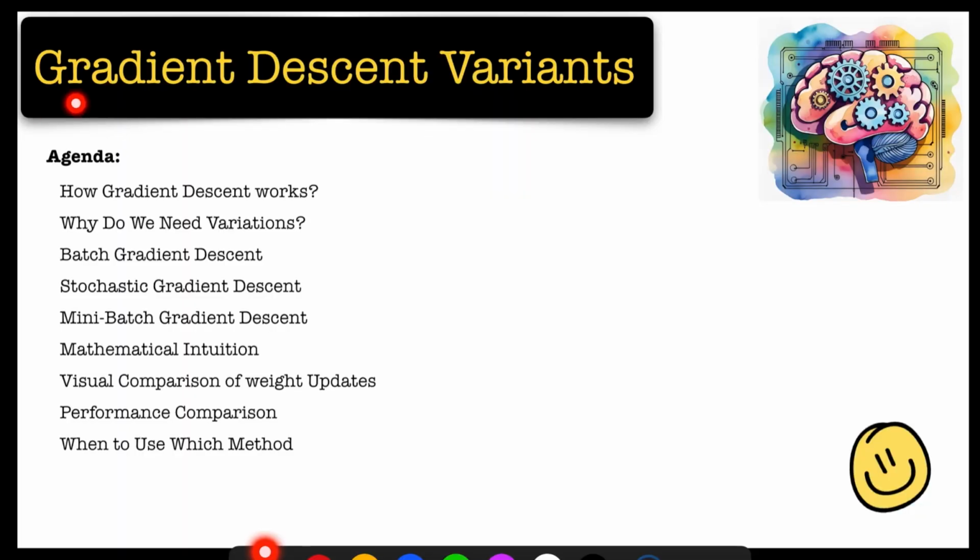Let's explore gradient descent variants. There are three major types of gradient descent: batch gradient descent, stochastic gradient descent, and mini batch gradient descent. We'll see why we need those variations, talk about the main intuitions behind this, and do some visual comparisons and also performance comparison.